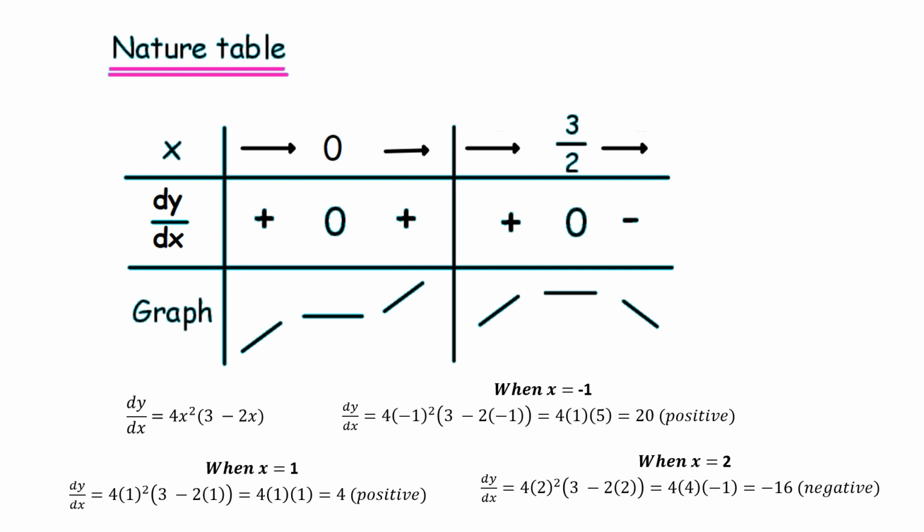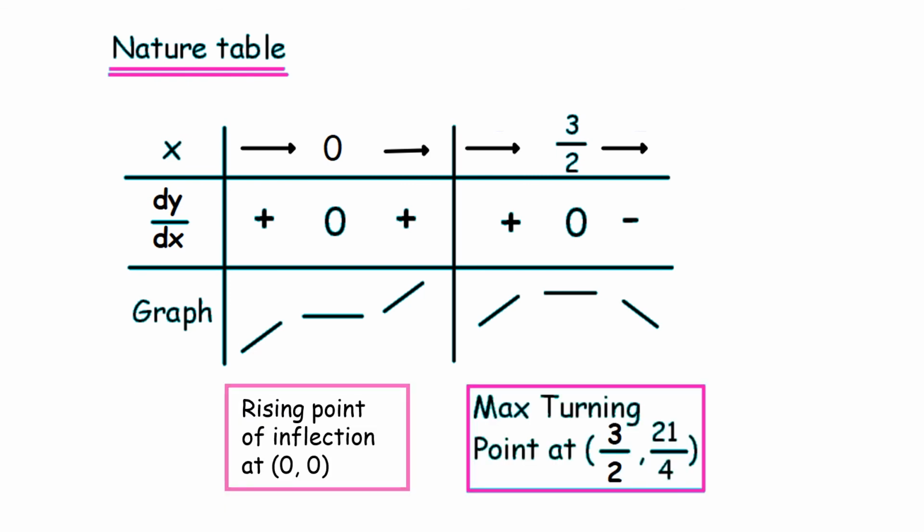Now what we need to do is answer the question by saying what is the nature of the stationary point. So for the first one, we have a rising point of inflection at 0, 0. Remember, when we had x equals 0, we found out y was also equal to 0. This is a rising point of inflection. It is rising before it reaches the stationary point, and then it rises again after. So that's why we call it a rising point of inflection, and that is at 0, 0.